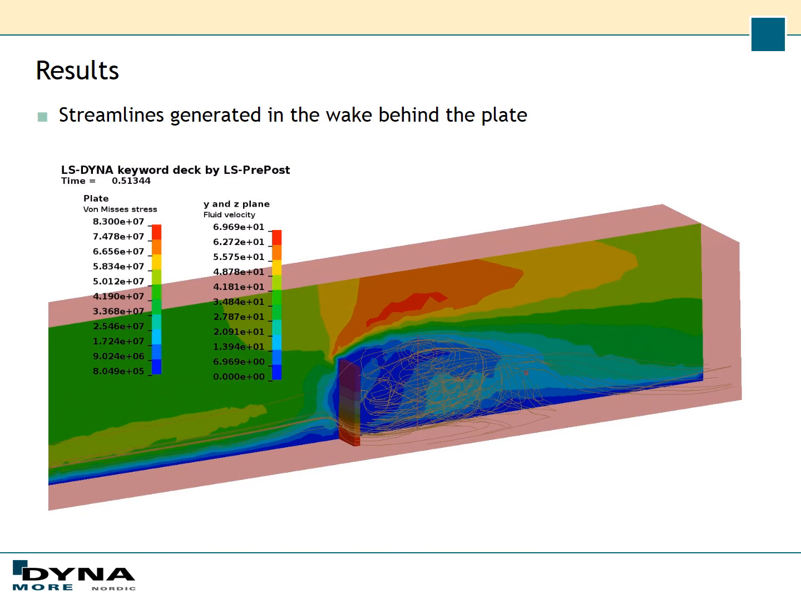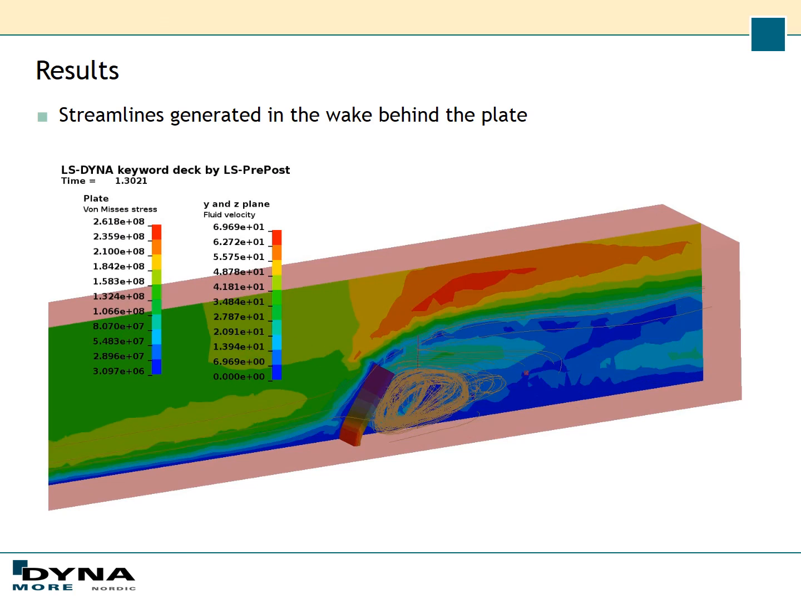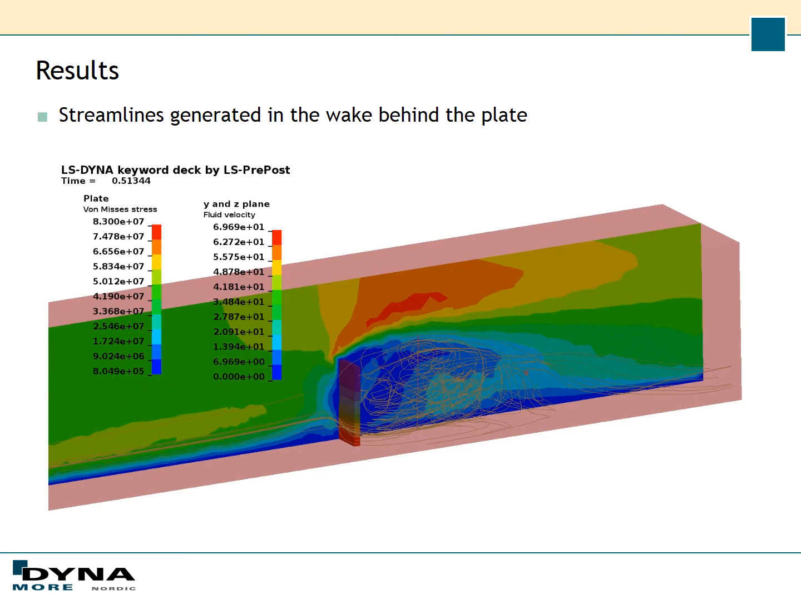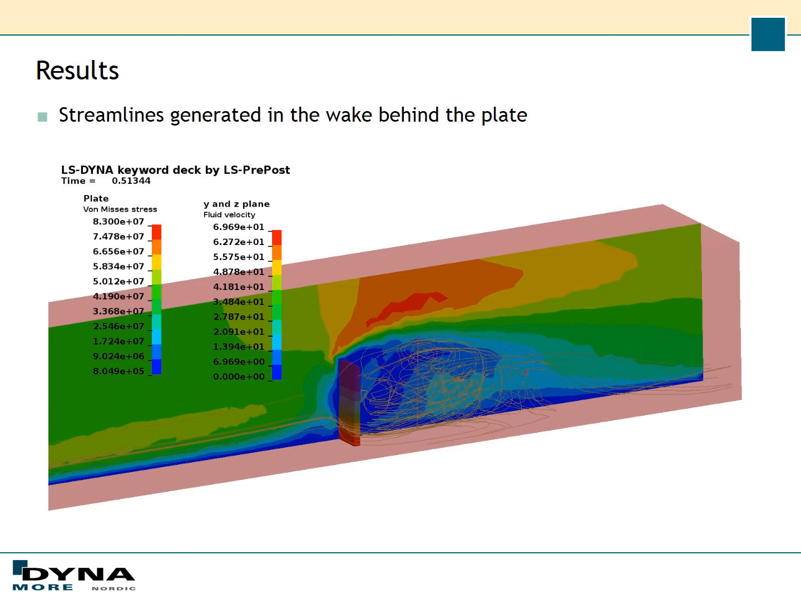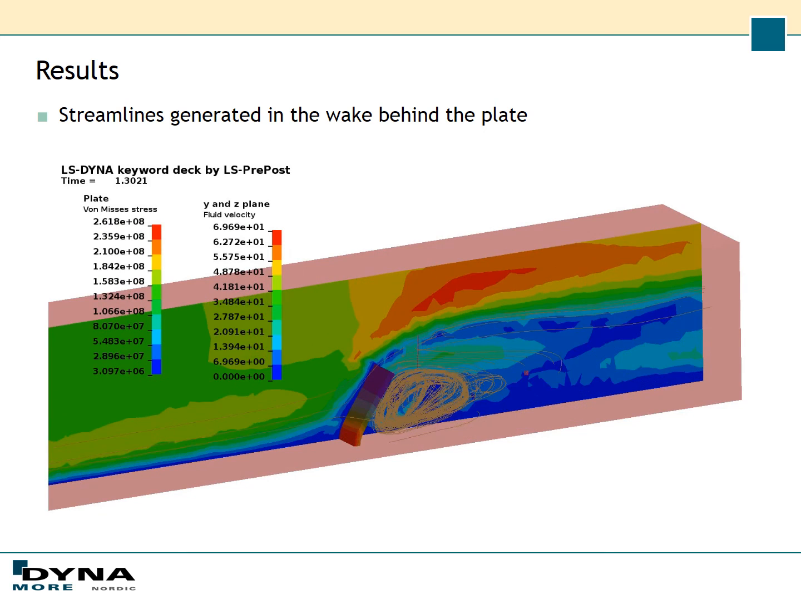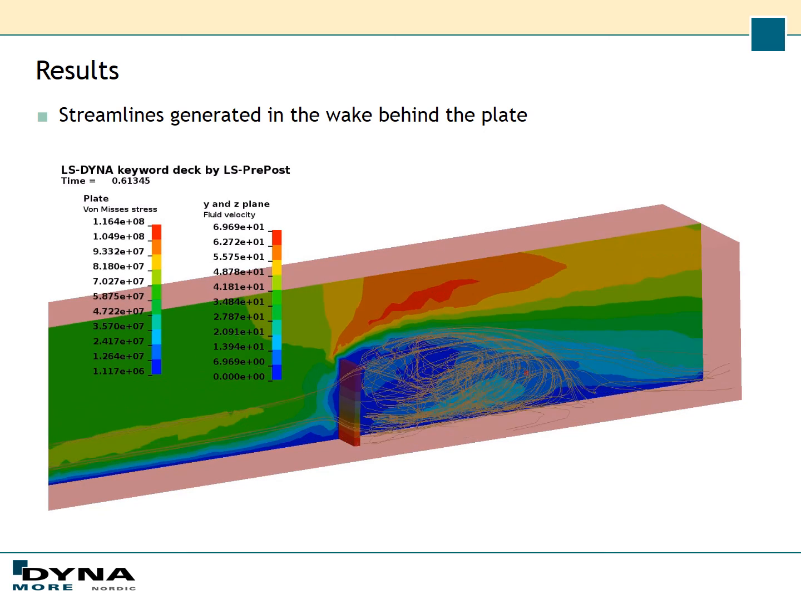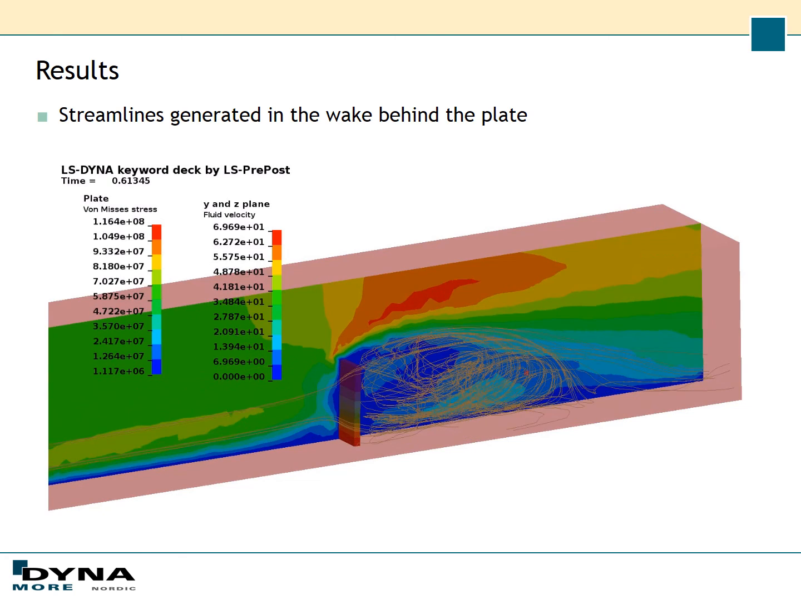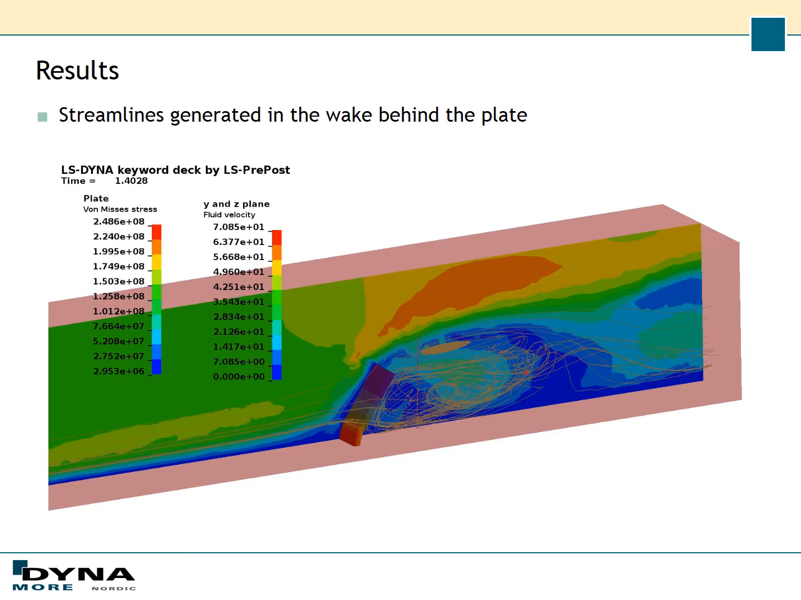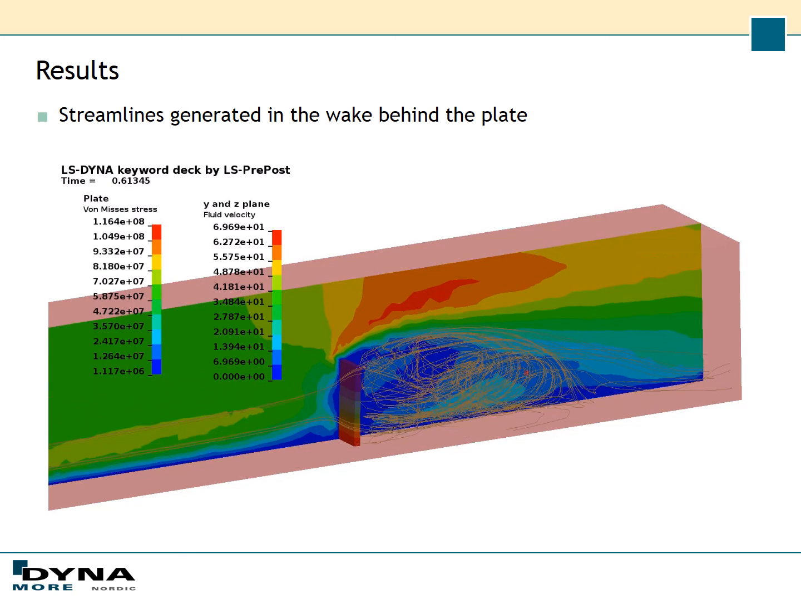So here is how it can look if you have colored the structure with von Mises stress and colored a section plane with the fluid velocity. Then I have added streamlines that are generated from the line below the plate.